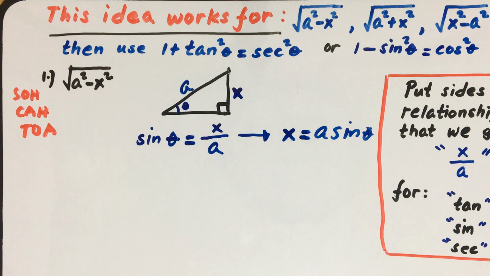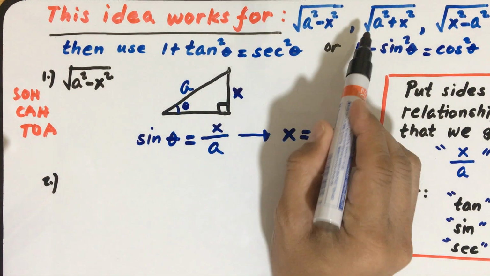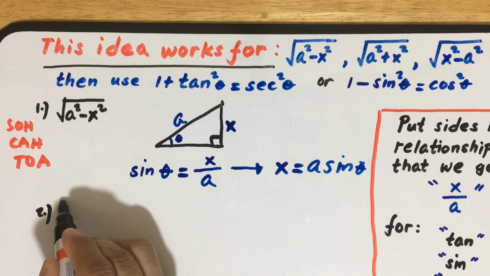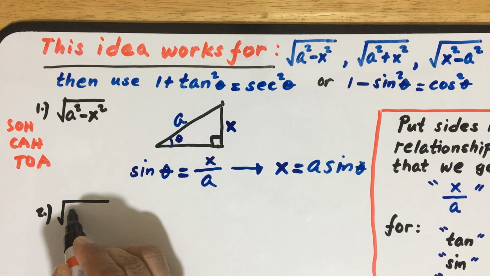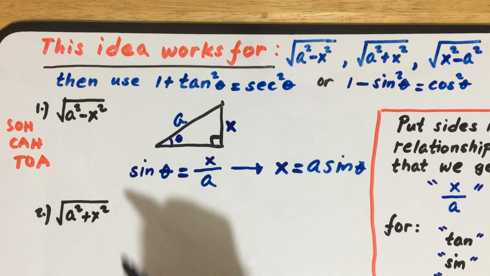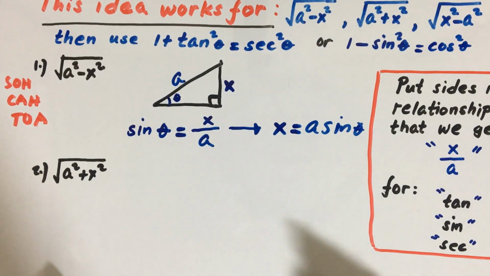Okay, so next, for the second one, we have this one: square root of a squared plus x squared. Okay, so again, we're going to use our reference triangle.